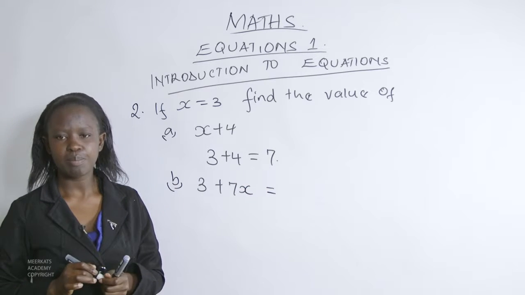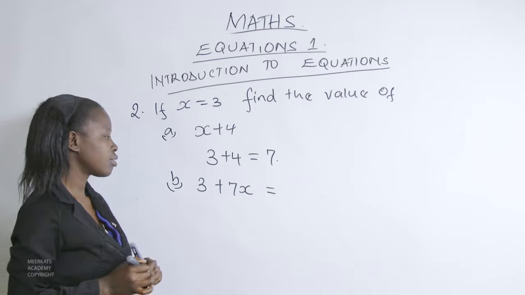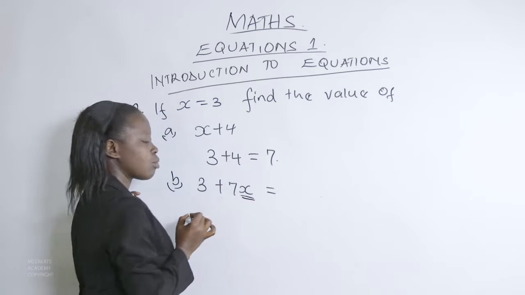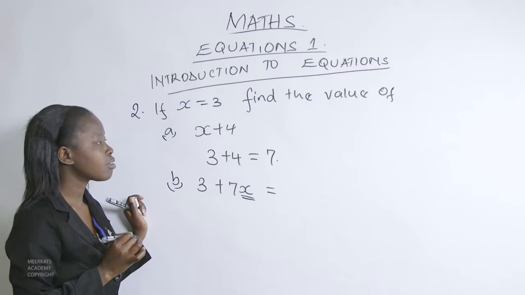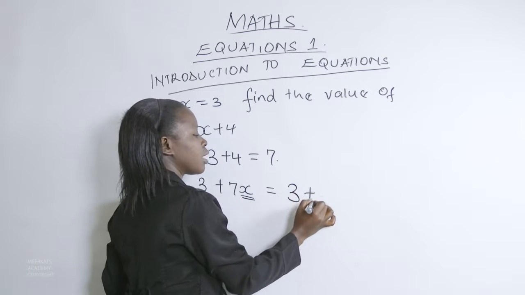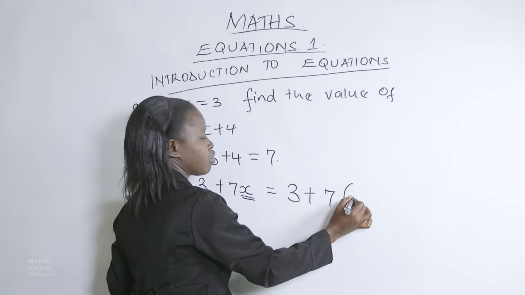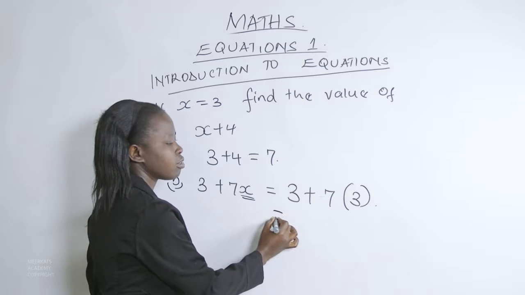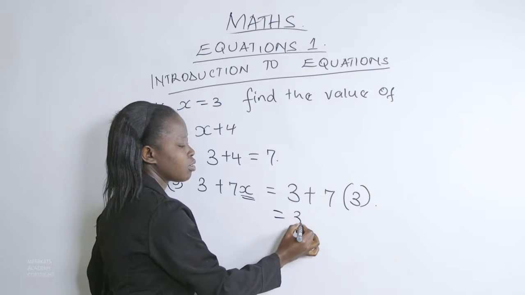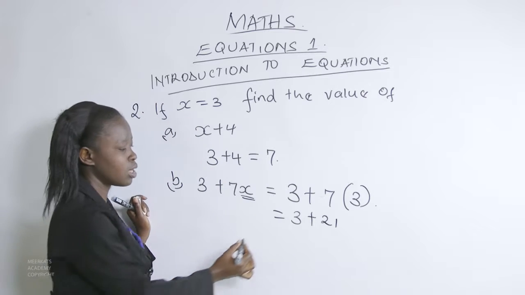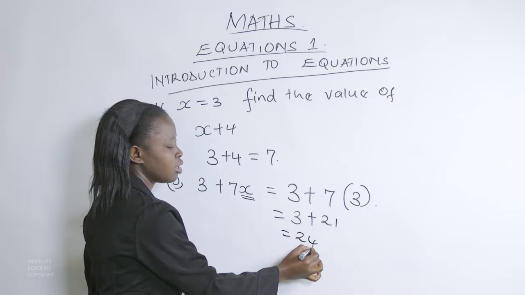Next, we have 3 plus 7x. We are having to substitute our x with 3. So this means that I have 3 plus 7 times 3. 7 times 3 will give us 21. So that means that this is 3 plus 21. And 3 plus 21 will give us 24.